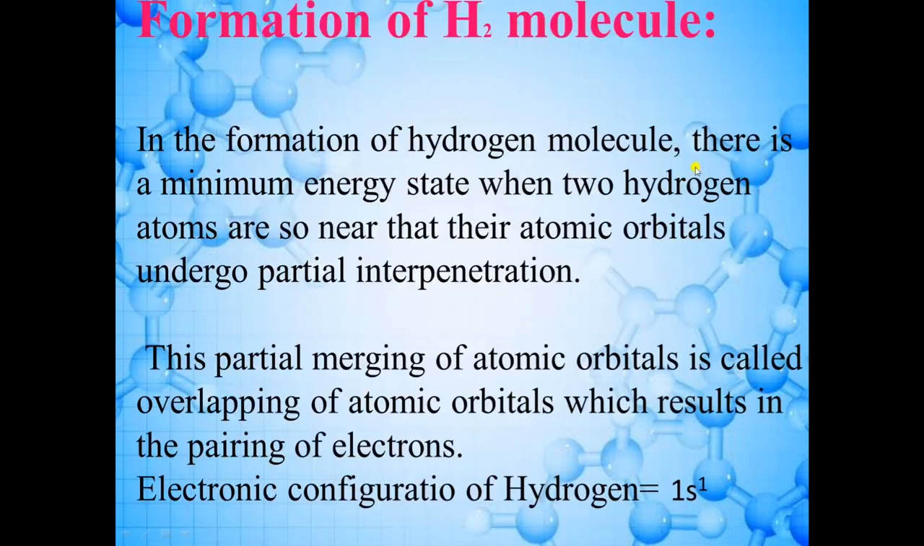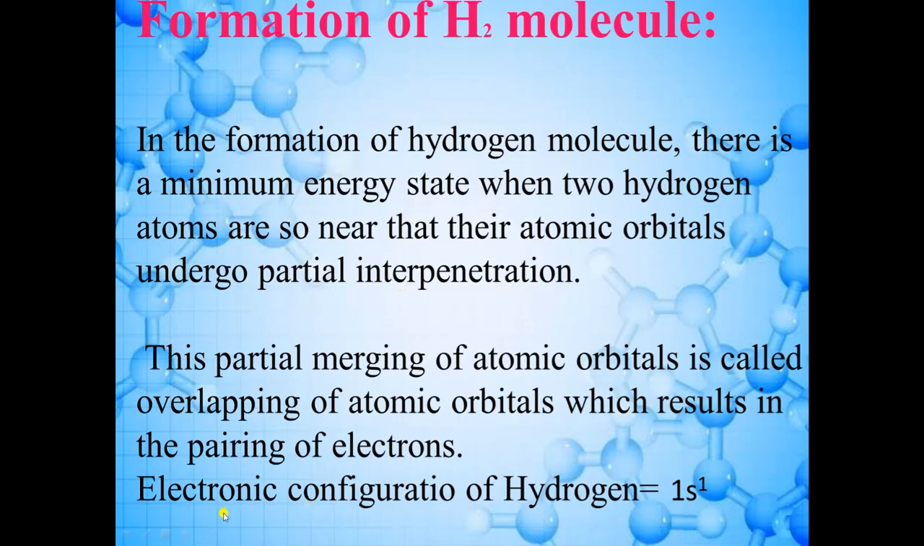So here we will take one example, formation of the H2 molecule. You know that there is a covalent bond between hydrogen atoms in the H2 molecule. Now we will find out the reason for this covalent bond. In the formation of the hydrogen molecule, there is a minimum energy state when two hydrogen atoms are so near that their atomic orbitals undergo partial interpenetration.